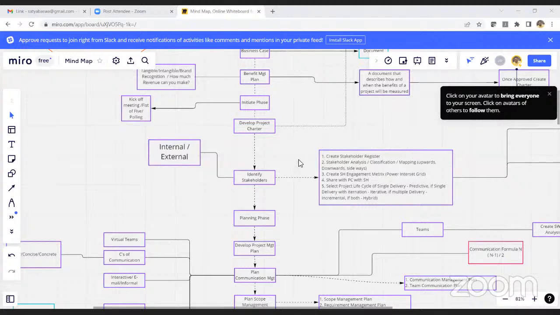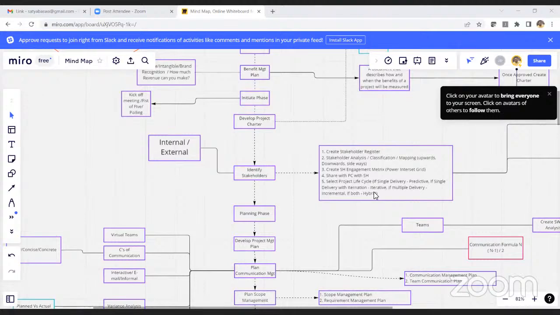We already saw Agile, so we are now talking about the predictive. If it is a single delivery, then we go for predictive. If it's a single delivery with multiple iterations, then we go for iterative. If we have multiple deliverables, then we go for incremental. And if we have both, then we go for hybrid.